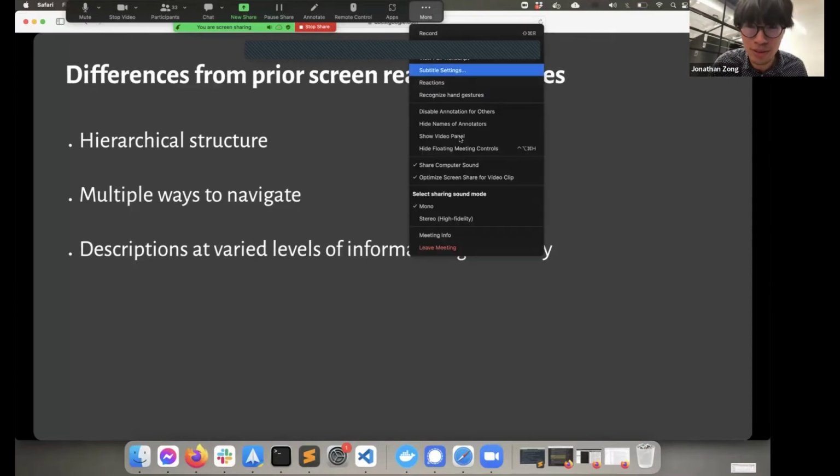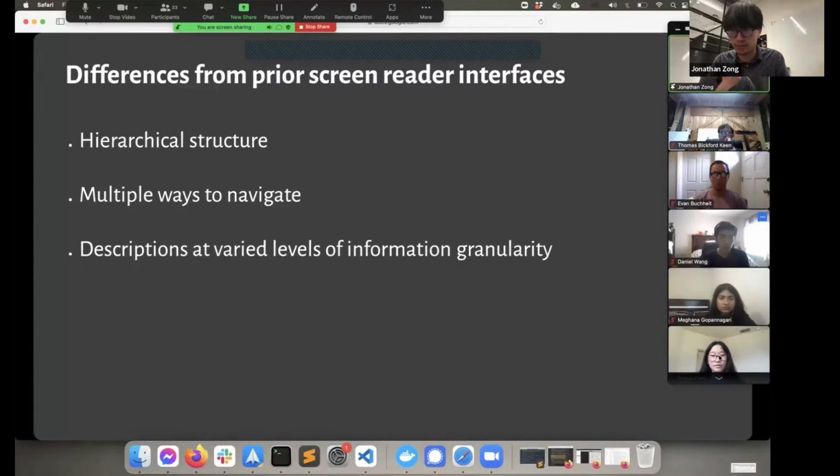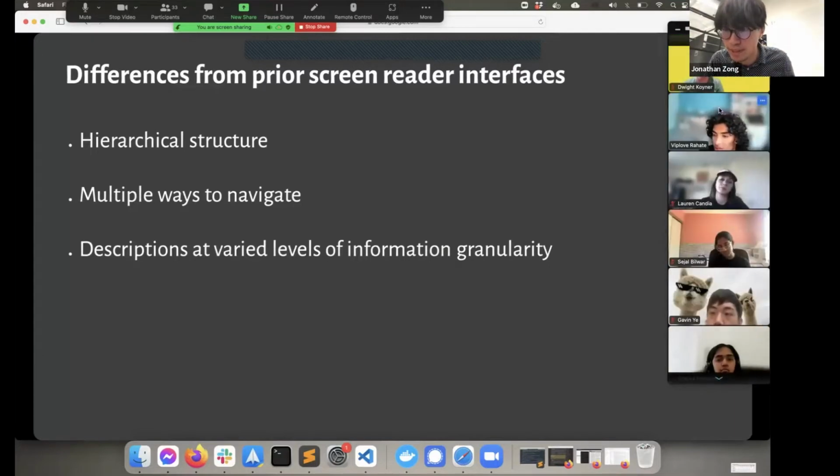Well, I have a question. I know what the screen reader is for, but what are the types of people that use the screen reader? Yeah, definitely. So the main category is people who are blind or have fully lost their vision.